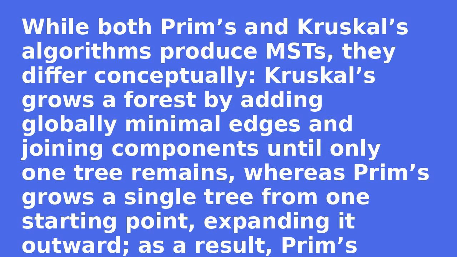While both Prim's and Kruskal's algorithms produce MSTs, they differ conceptually. Kruskal's grows a forest by adding globally minimal edges and joining components until only one tree remains, whereas Prim's grows a single tree from one starting point, expanding it outward. As a result, Prim's algorithm tends to perform better on dense graphs where many edges exist, since the priority queue efficiently manages candidate edges, while Kruskal's algorithm often excels on sparse graphs.